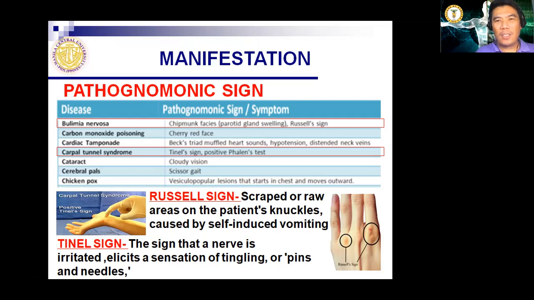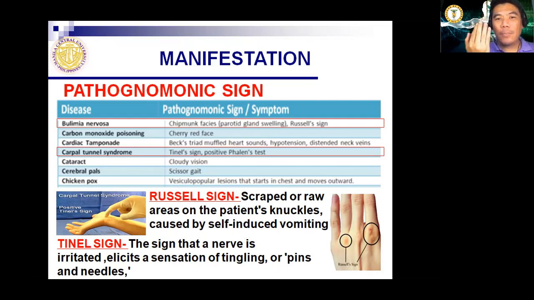Chipmunk face. The chipmunk face is if there is parotid gland swelling. Are you aware of mastoiditis? Mastoiditis in colloquial is beke. So if the client has chipmunk face, it looks like when they have swelling of the mastoid. There will be swelling, that's bulimia nervosa.